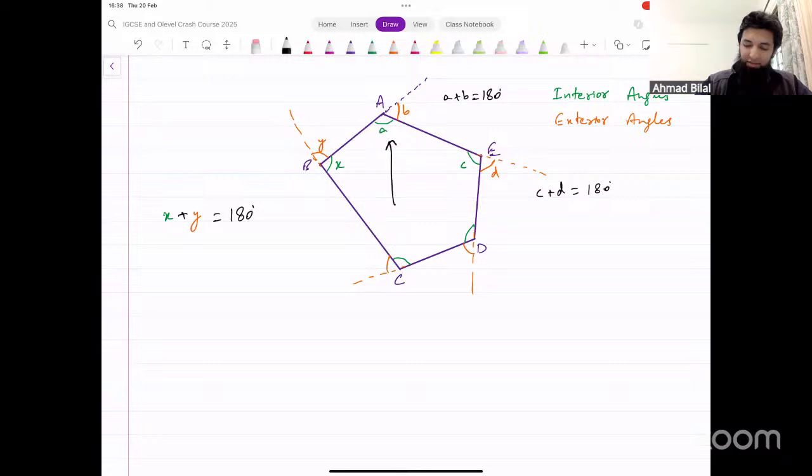So the angles inside the polygon are called interior angles. The angles on the outside here, these are called exterior angles. Now, there are some properties that we have for these interior angles and for the exterior angles that you need to be aware of.